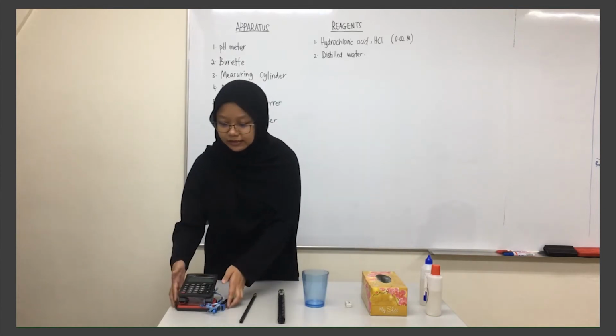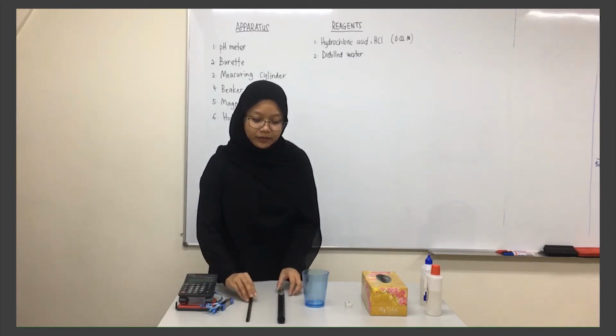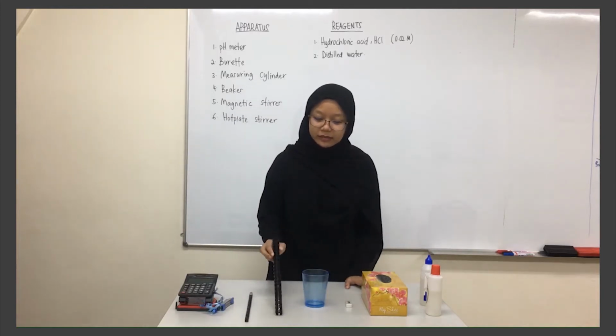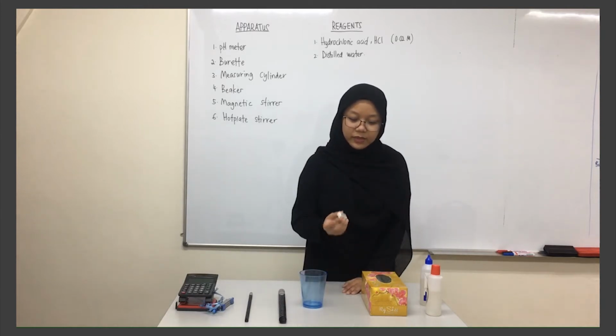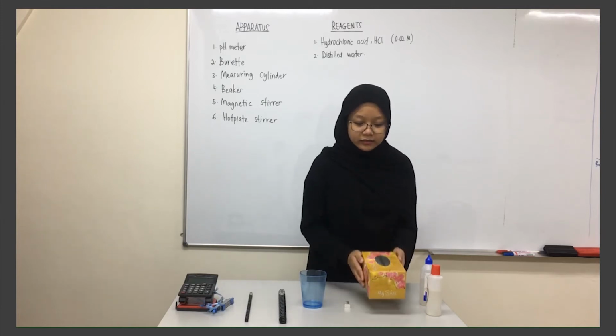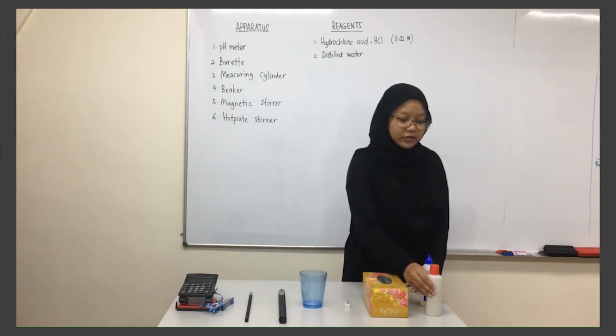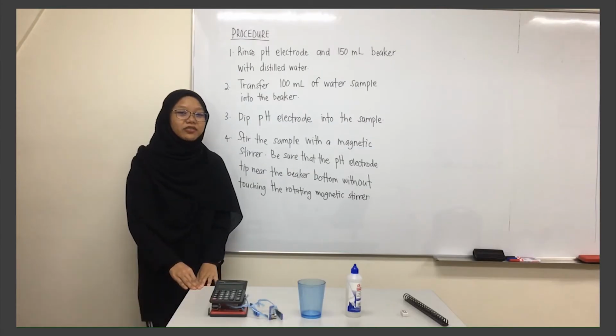The first one is the pH meter, the second is a burette, the third is a measuring cylinder, the fourth is a beaker, the fifth is a magnetic stirrer, the sixth is a hot plate stirrer, and the reagents that will be used are hydrochloric acid and distilled water. Next is the procedure of the alkalinity test.